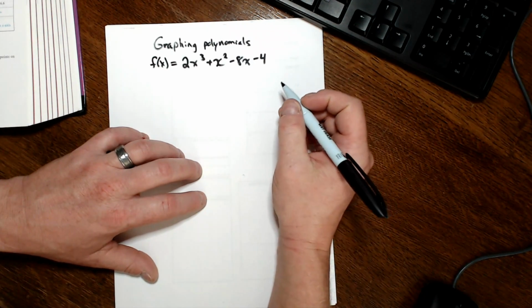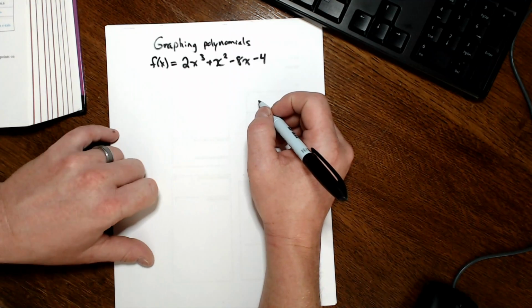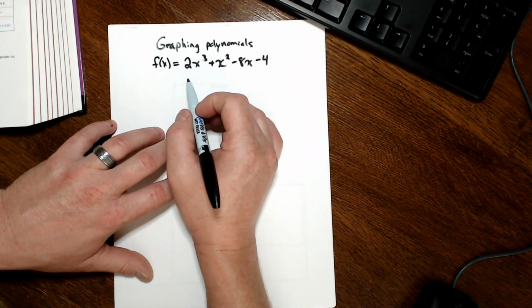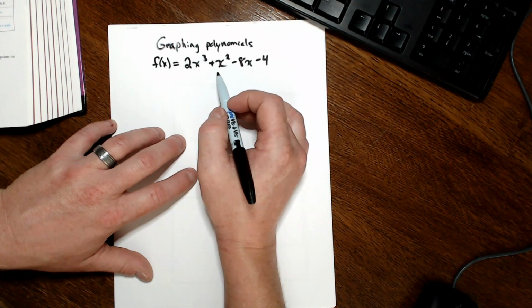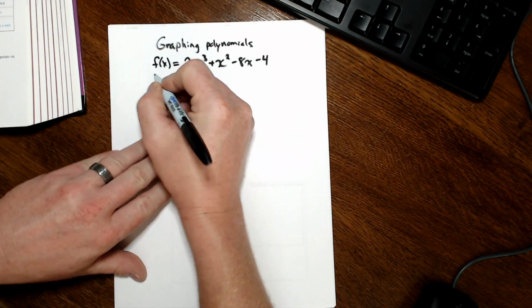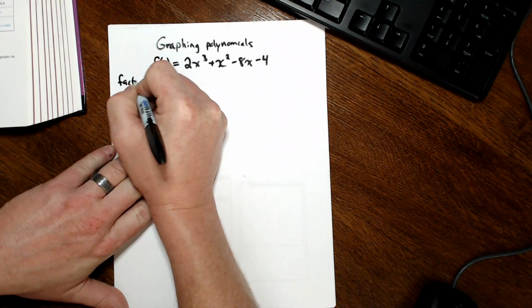We're going to look now at graphing polynomials. Let's take a look at this polynomial here. Here we have a cubic. We've got 2x cubed plus x squared minus 8x minus 4. The first thing that you want to do is you want to factor this.